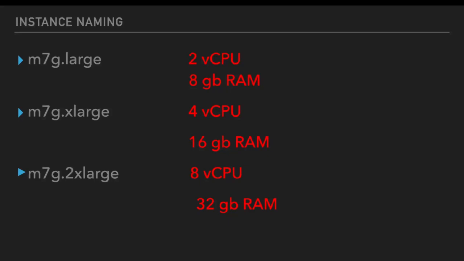Now, if we keep going, let's say 8X large, how many CPUs and how much RAM do you think that one has? Well, if you have guessed 32 CPUs and 128 GBs of RAM, meaning 8 times the large, then you would have the right answer.